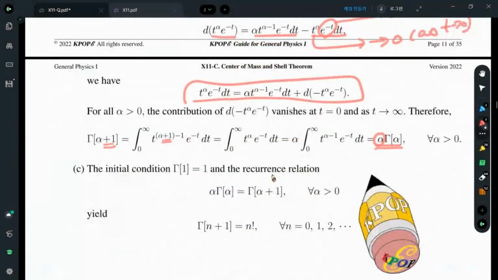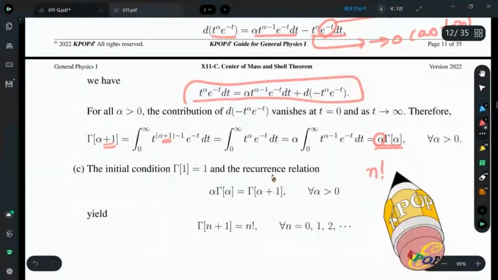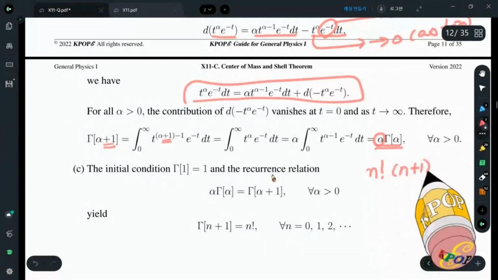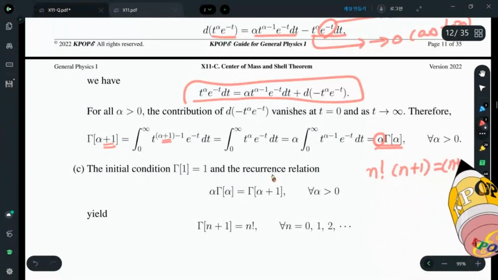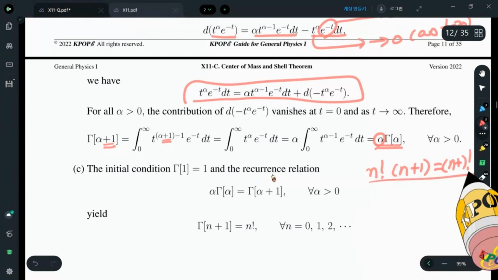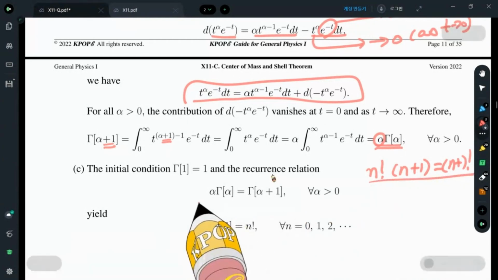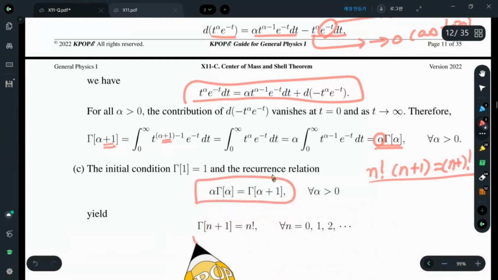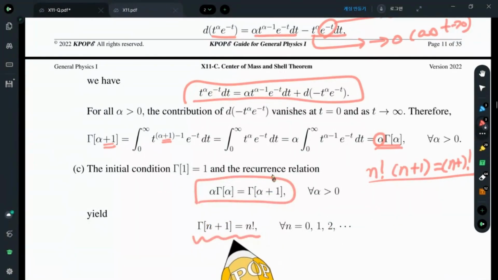Anyway, n factorial multiplied by n plus 1. What is that? That is called n plus 1 factorial. Something like that. So you will find this one has a very similar structure as the factorial. The only difference is that there is a shift by 1 in the variable, the argument.